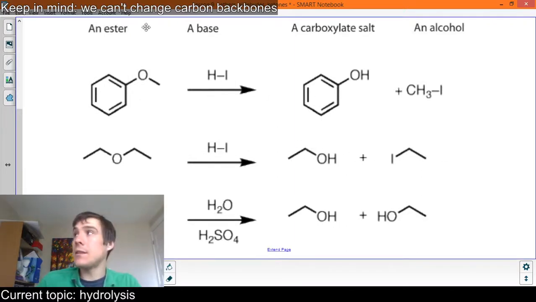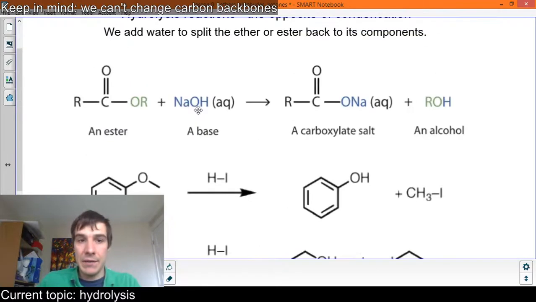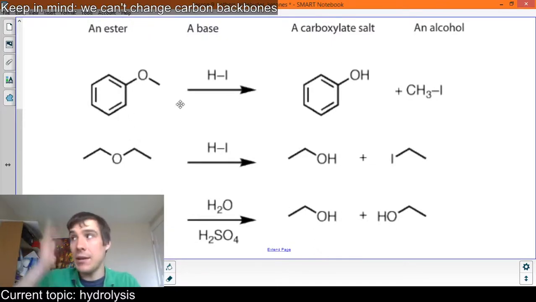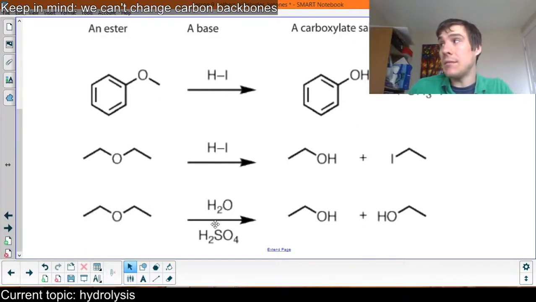One thing to note, we can't change carbon backbones, so the 2 carbons and the 2 carbons are still 2 carbons and 2 carbons. This benzene is still a benzene, this single carbon is still a single carbon. We're never going to, in our course, crack any carbons in half. And here's one with an acid, an H2SO4. You can actually crack the ether in half.